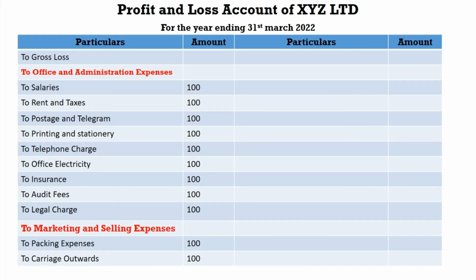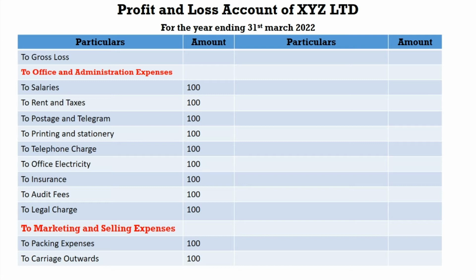The telephone, then office electricity, insurance, audit fees, legal charge. What is the telephone? Because for office purposes we are using the telephone, correct? We are calling the customers, asking for payment, a supplier is calling us, and when we are going to make the payment, we tell the schedules. So that's very important for the telephone.